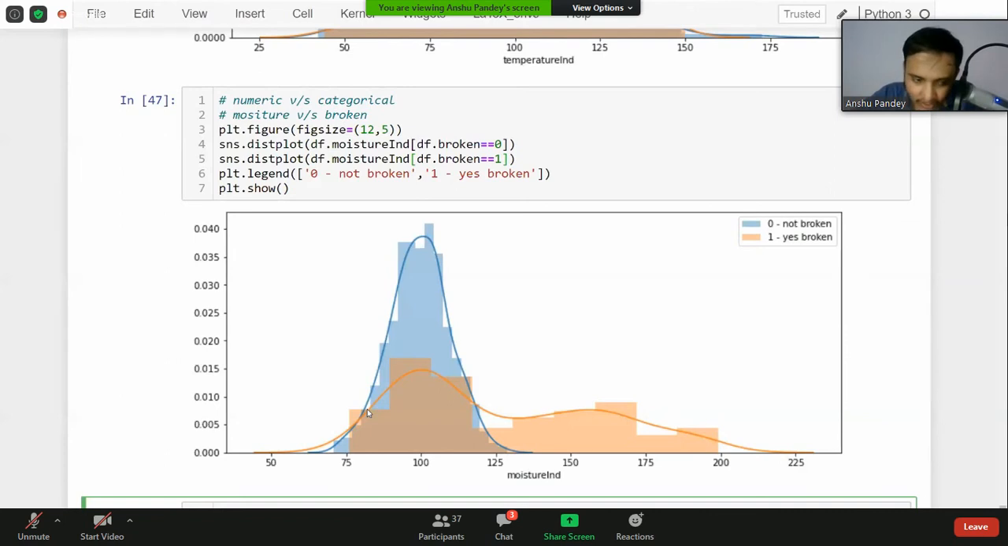That means machines which are generating moisture of more than 125 are all getting damaged. So possibly if they are generating more moisture, they're getting corroded and getting damaged. Could be a possibility. We don't know that, but that's what the data says. So what the data says is that machines producing moisture between 75 to 125 are less likely to get damaged. But if they are producing moisture of more than 125, they are more likely to get damaged.